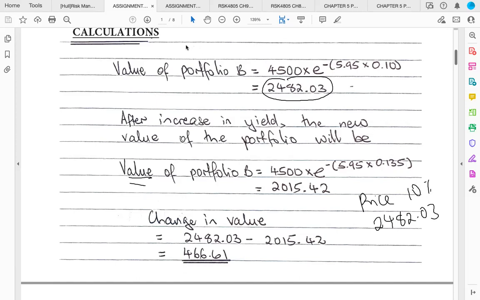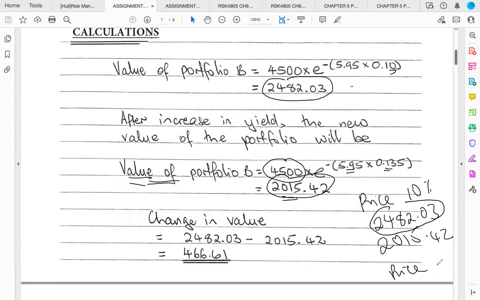Okay. And then if interest rates go up to 13.5%, we can easily calculate the value of portfolio B. We can simply take our face value, multiply it by our term to maturity times the new interest rate, and then we can get to the new value of portfolio B, right? So if interest rates go up by 3.5% to 13.5%, meaning it's now 0.135, we can simply calculate the value based on that new interest rate, which is 2015.42. So based on an increase in interest rates of 3.5%, to 13.5% from 10%, we are getting the value of portfolio B being equal to 2015.42. So this was the price at 10%, and the price at 13.5% is now 2015.42.